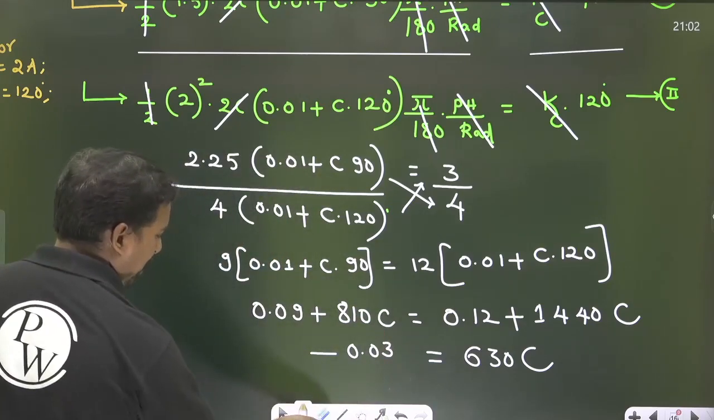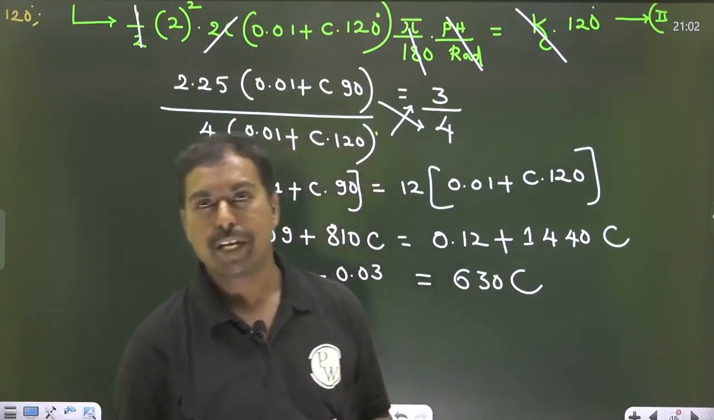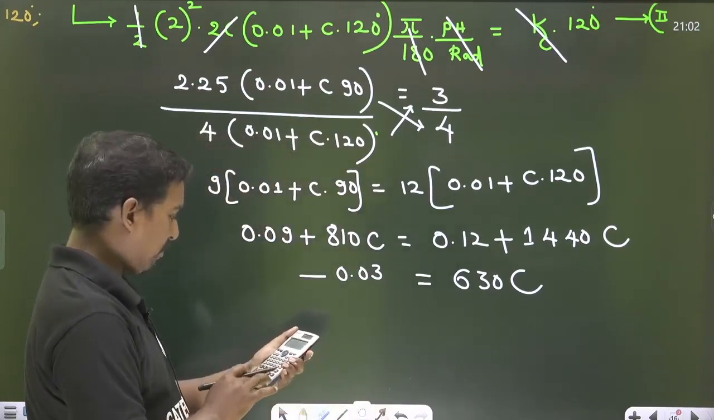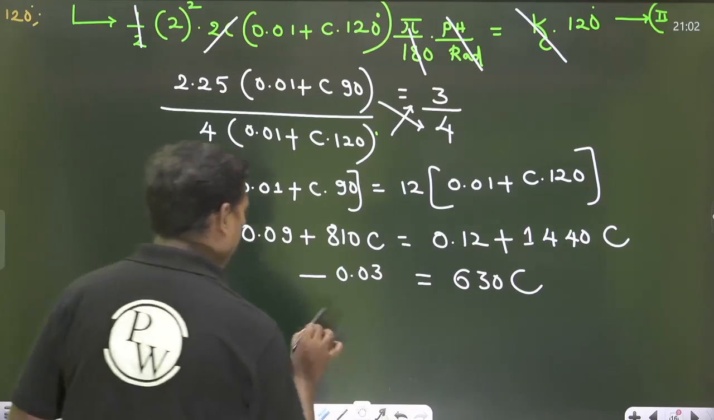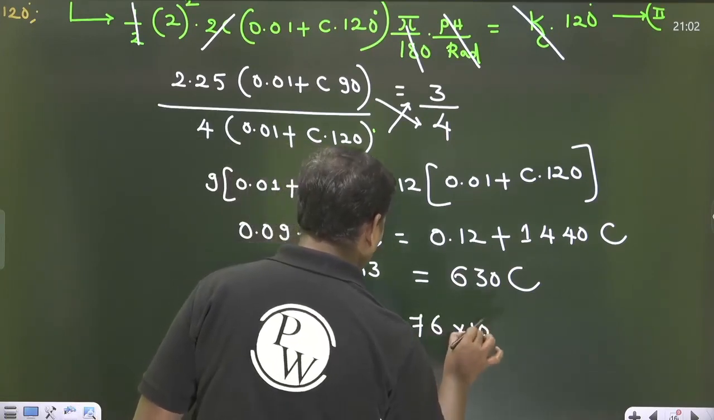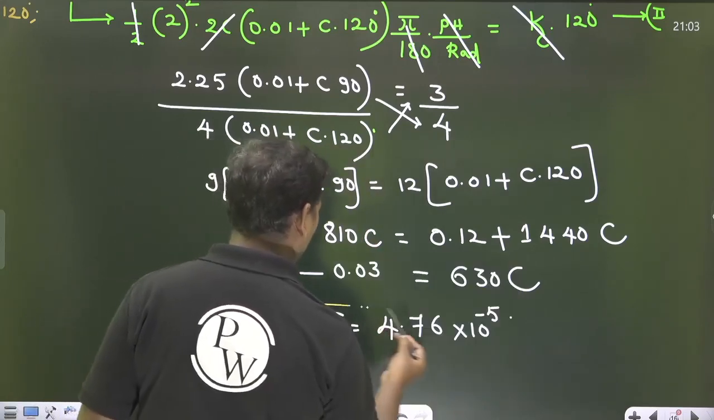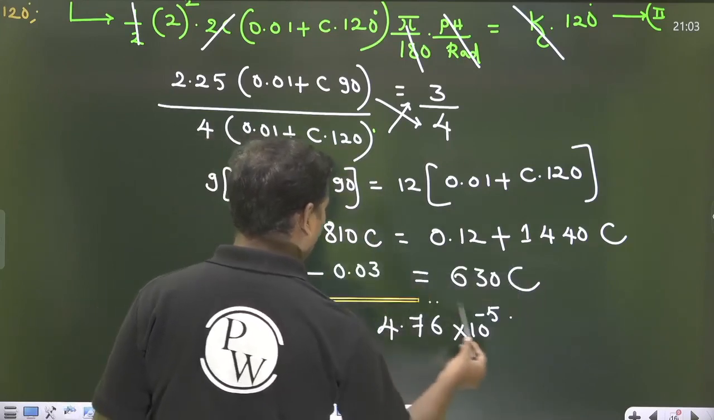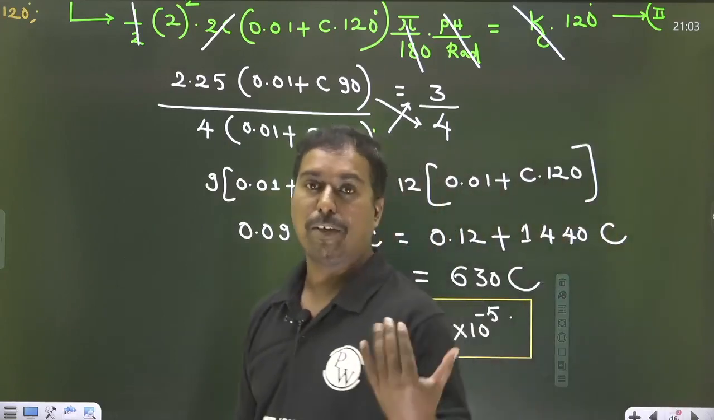It can be negative, but it can be a repulsive type moving iron, so maybe it is negative. Divided by 630, it comes around 4.76 into 10 power minus 5. So the C value is around 4.76 into 10 to the power minus 5. Please check the value once again, but I am giving you the calculation part.